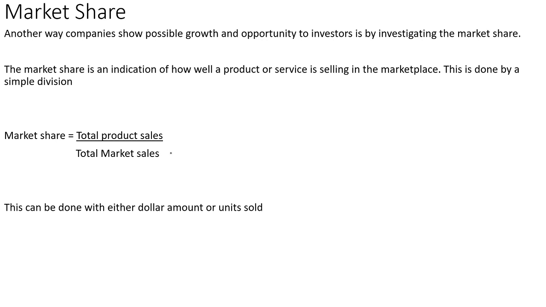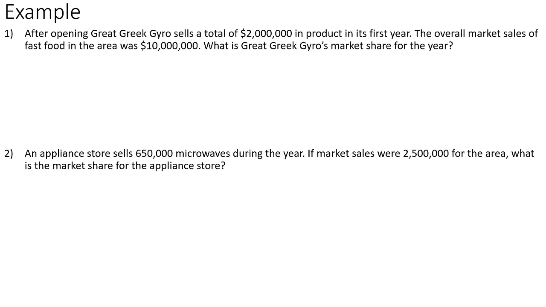How much product did everybody in your area of business sell? So if you're doing fast food, how much in terms of fast food? If you're doing air conditioners, how much in terms of air conditioners, that sort of thing. And this can be done with either dollar amounts or units sold. So let me go through two examples, one of each, because again, it works better when I show you with an example rather than just the abstract.